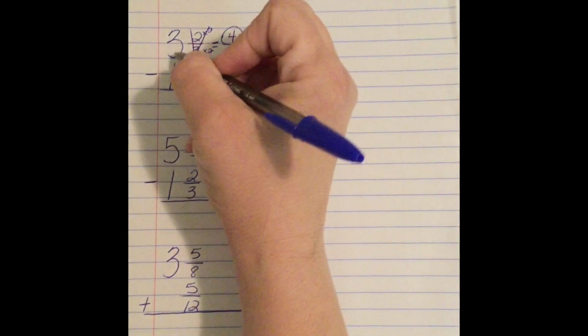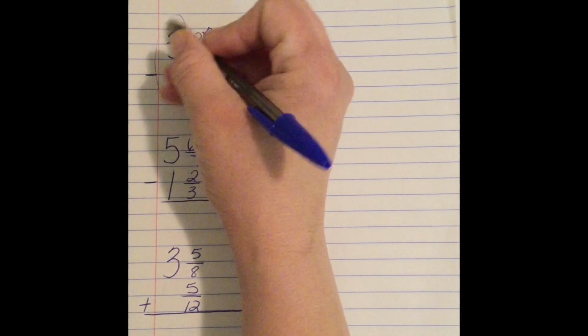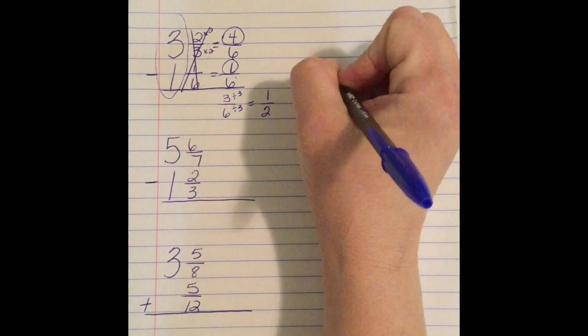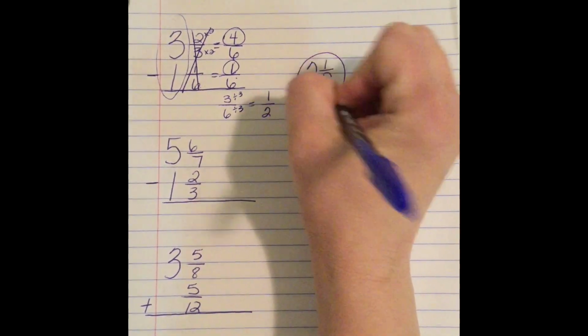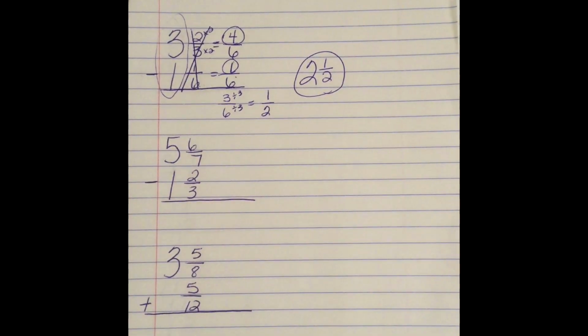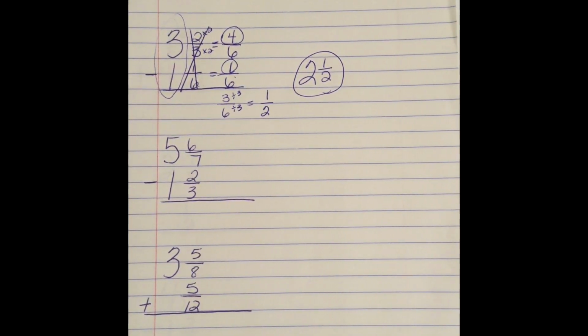Now, I'm going to take my whole numbers, 3 and 1, and subtract. 3 minus 1 is 2. And then the fraction was 1/2. 3 minus 1 is 2 and 1/2. All right.